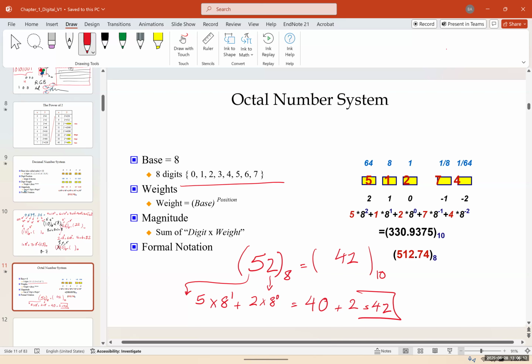Let's solve another one. We want to convert, oh, let me make this a little more difficult. 38 in the base of 8 is what in the base of 10? And the first person to solve this, I'll give them bonus points on their first homework.